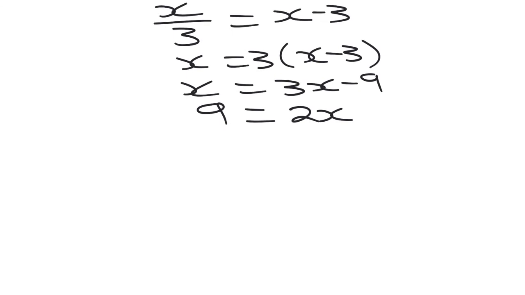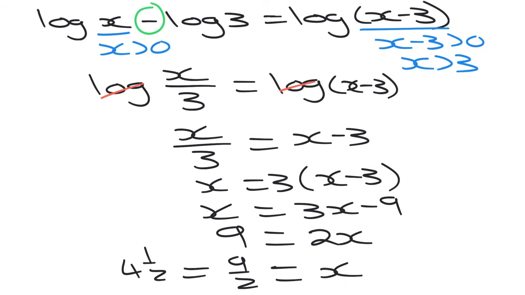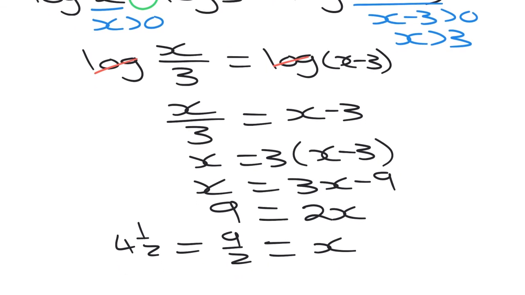So what does this simplify to? Well, we see that x is equal to 9 over 2, or just 4.5. And indeed, looking at our restriction on top there, 4.5 is greater than 0 and greater than 3. So this is the correct answer. I hope you enjoyed looking at these log equations. That's all for now, solving logarithmic equations.